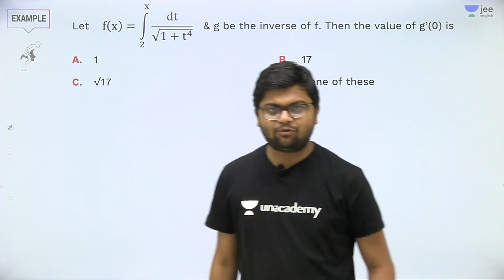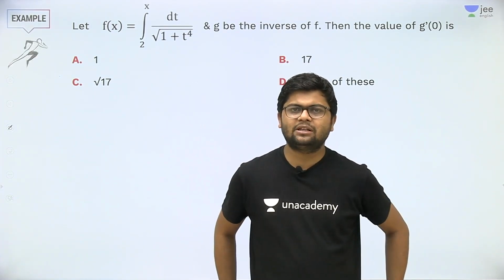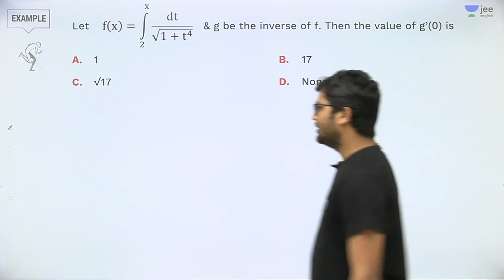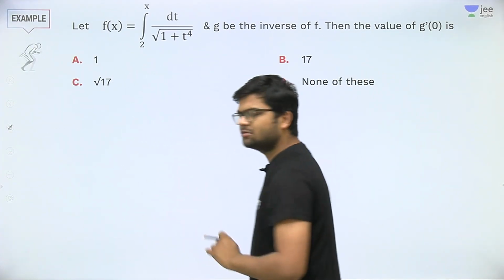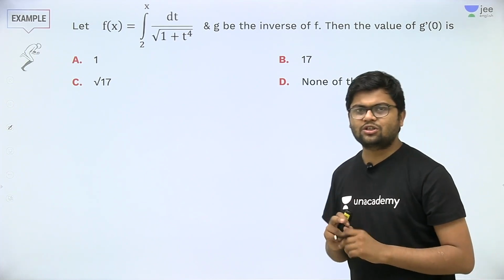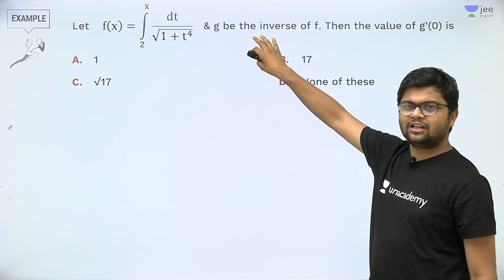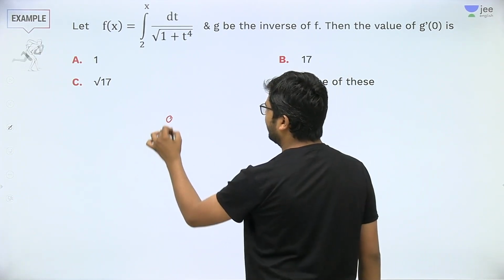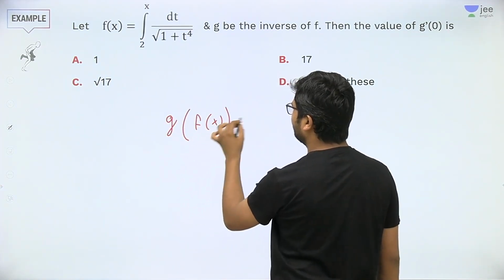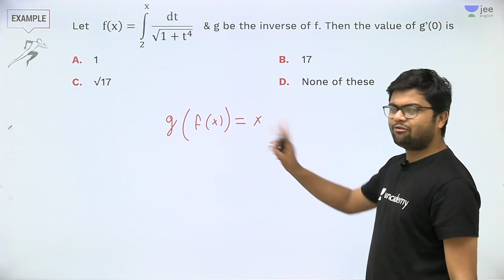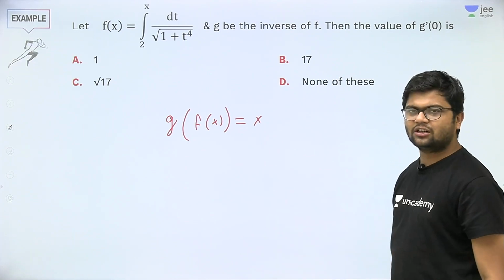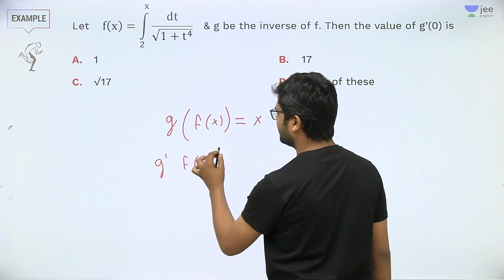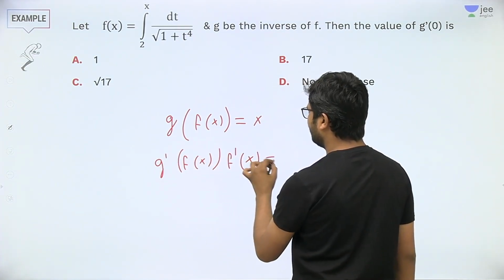Very good question. Let f(x) equal the integral from 2 to x of dt upon square root of 1 plus t to the power 4, and g is the inverse of f. You need to find out g dash of 0. As I have discussed in the previous sessions, I told you one very important equation. If there is a function and its inverse are involved and you need to find the derivative of either of them, you should always go by this equation, g(f(x)) equal to x. If g and f are inverses of each other, the composition of their functions will always be x. Now differentiate this equation. This will become g dash of f(x) into f dash of x equal to 1.